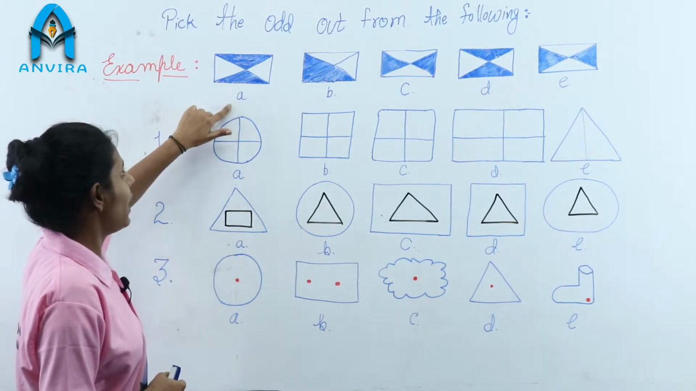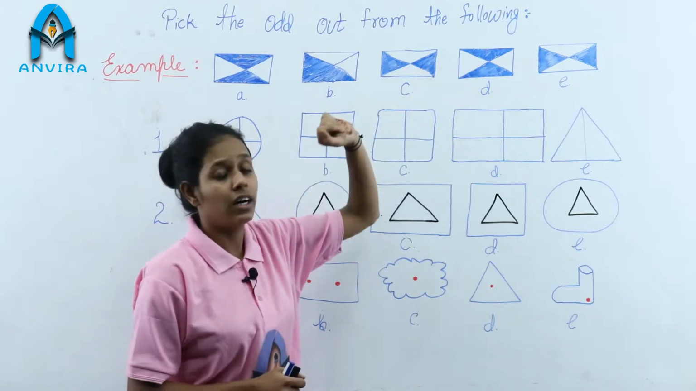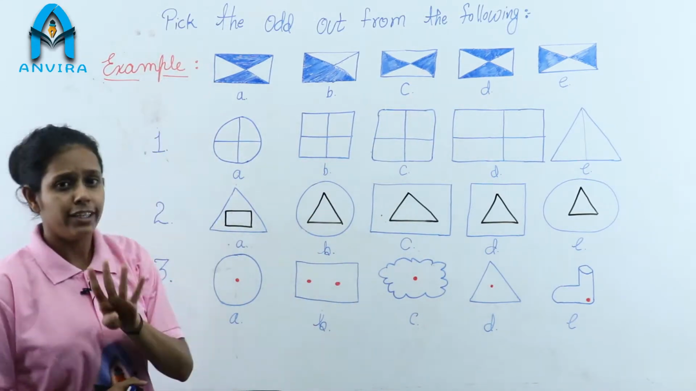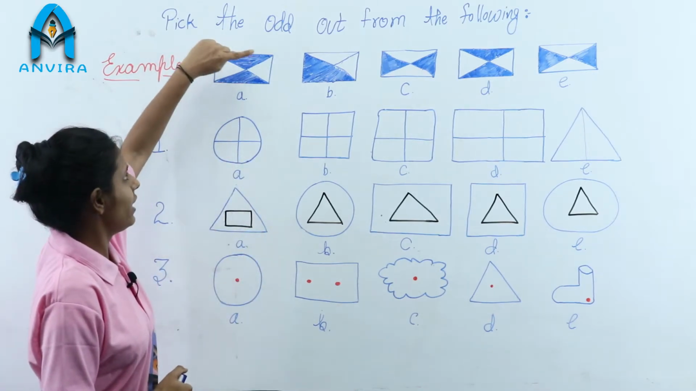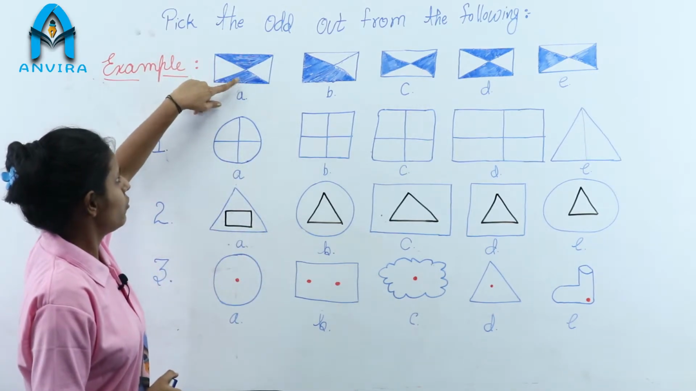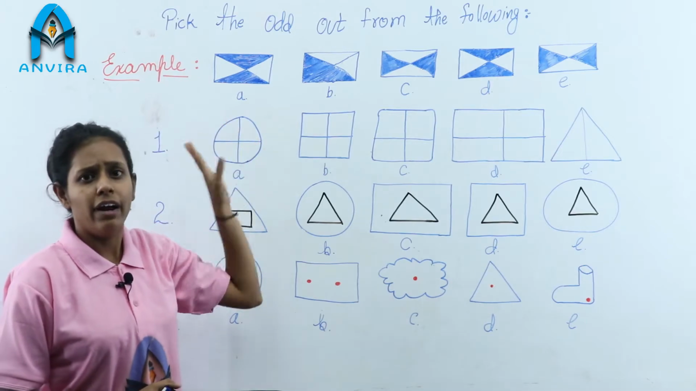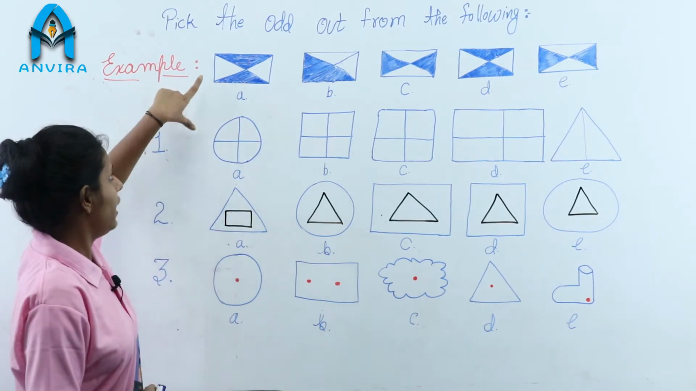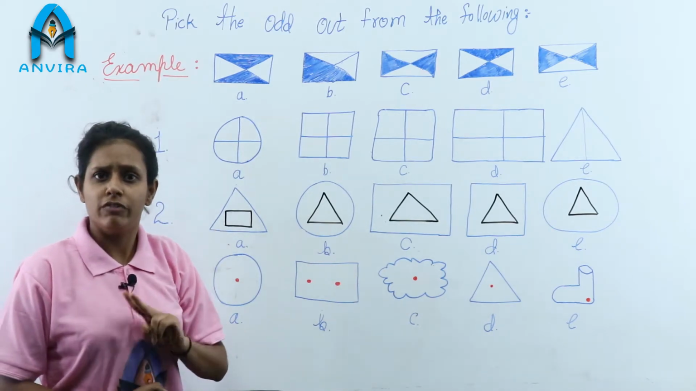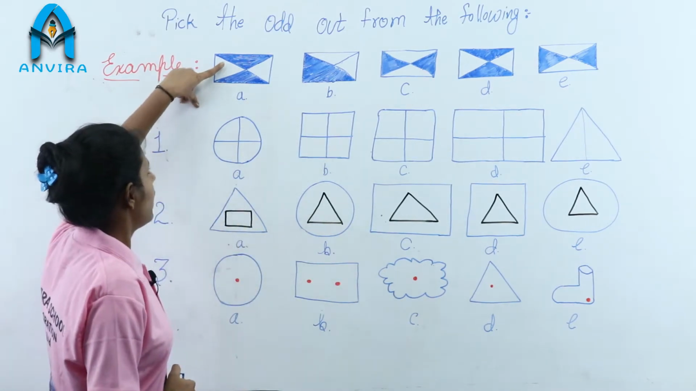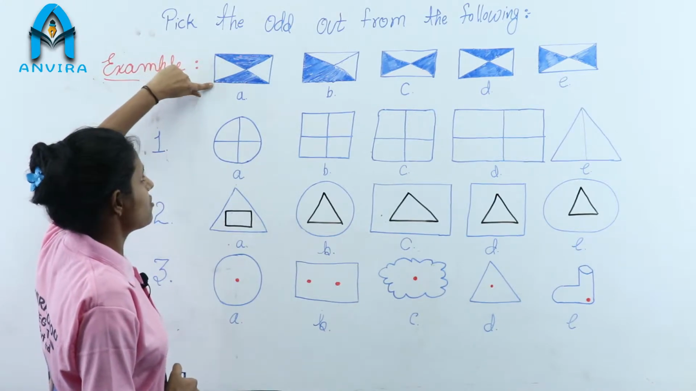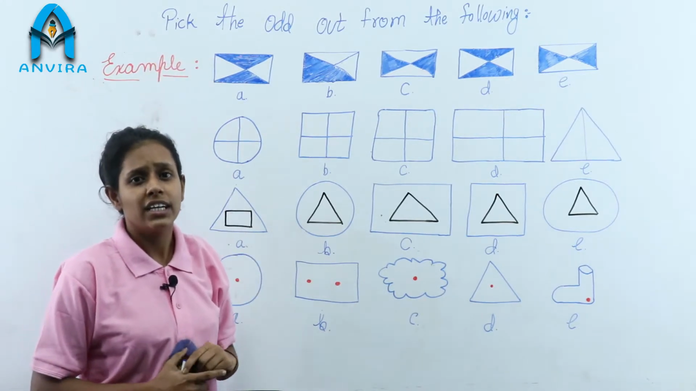In this example, every option has a rectangle and the rectangle is divided into 4 triangles: 1 triangle, 2 triangle, 3 and 4. Every rectangle is divided into 4 triangles and 2 triangles are filled with color. Now, in this option, you find this triangle and this triangle is filled with color.